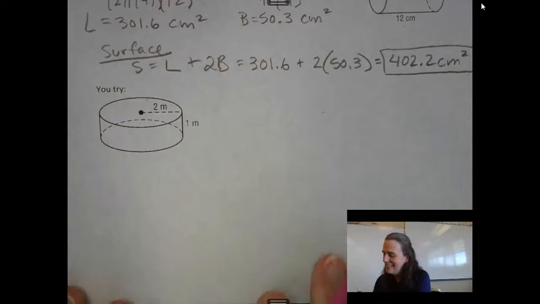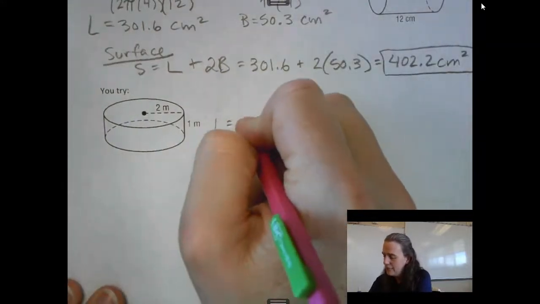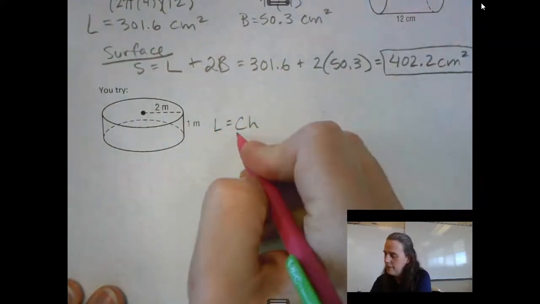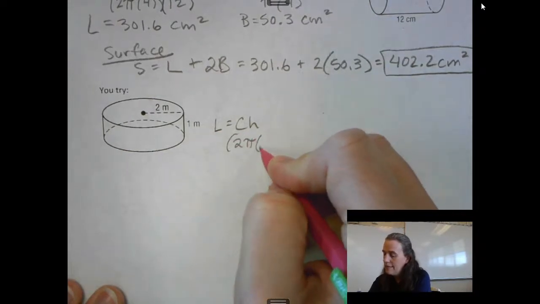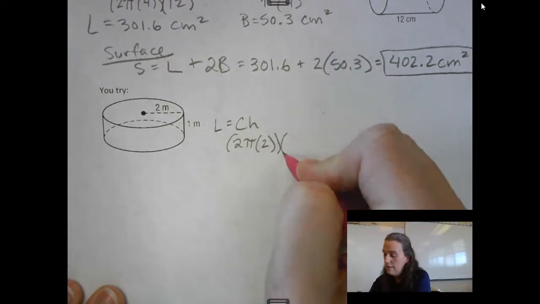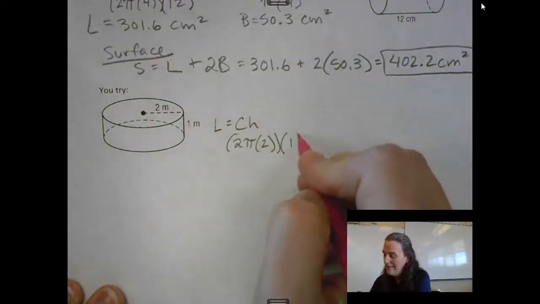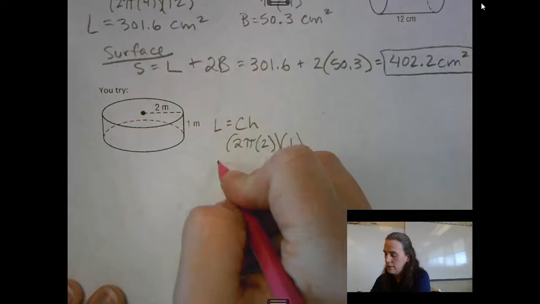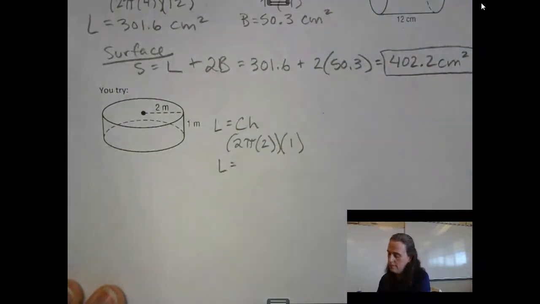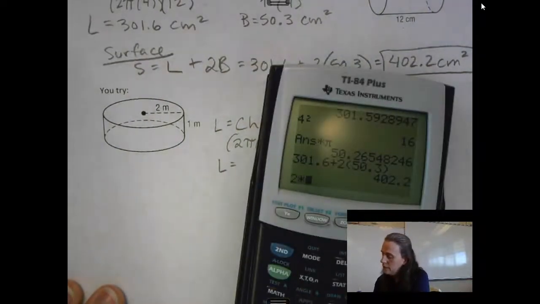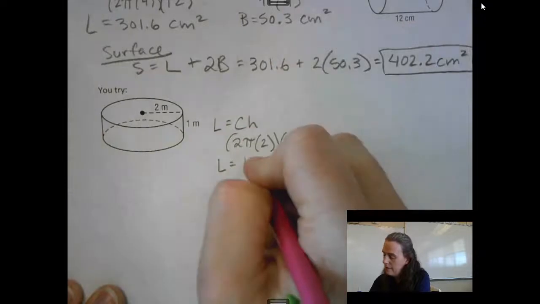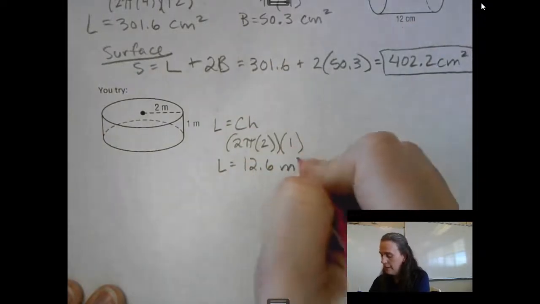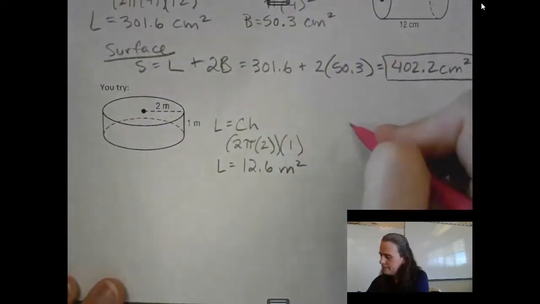All right, let's check it. Lateral area, so circumference times height. Circumference is 2 pi times r. And our height is 1. These are interesting numbers. Total: 2 times 2 times 1 times pi, 12.6 meters squared. Is that what you got?